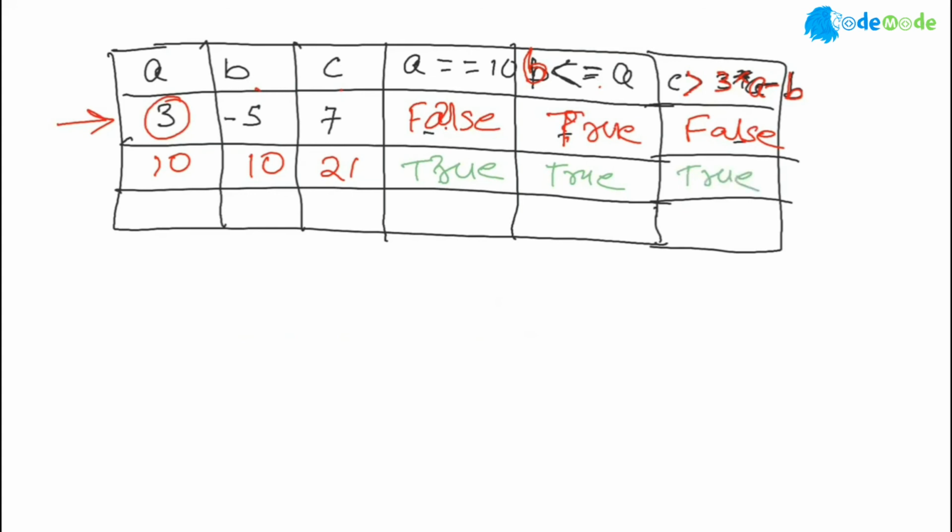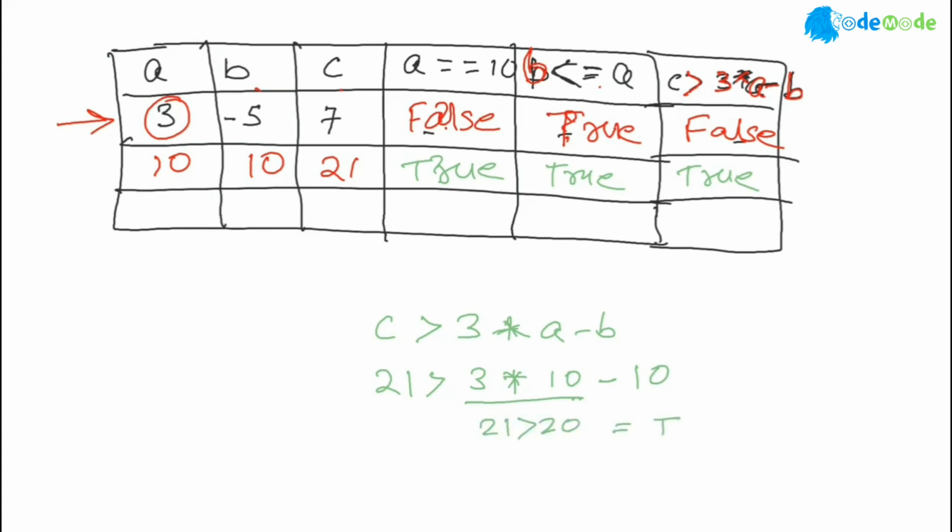Right? If you substitute the value, C greater than 3 multiplied by A minus B: C is 21, greater than 3 multiplied by A, which is 10, minus B, which is 10. So this is 30 minus 10, which is 20. So 21 greater than 20. Answer is true. This expression will evaluate to true based on the current values of A, B, and C.